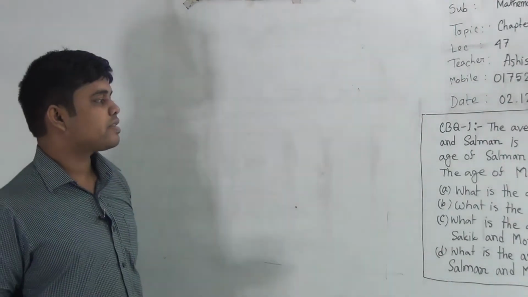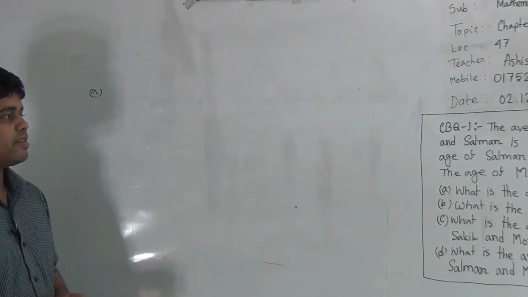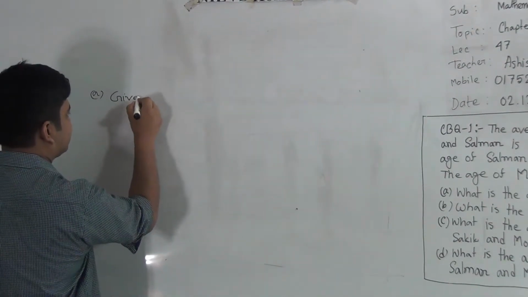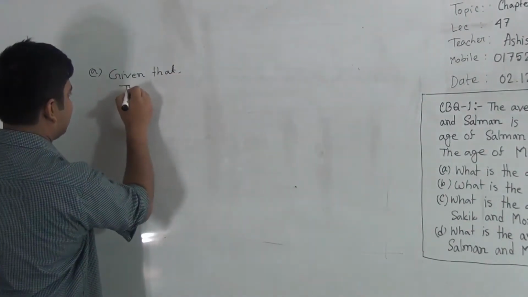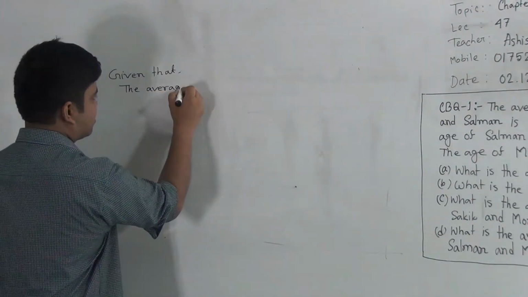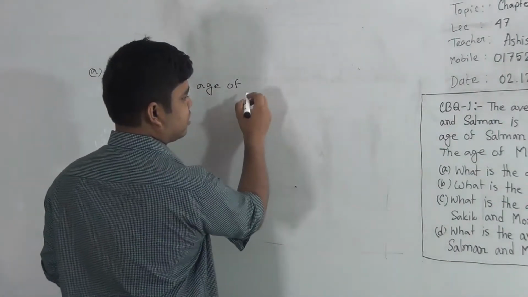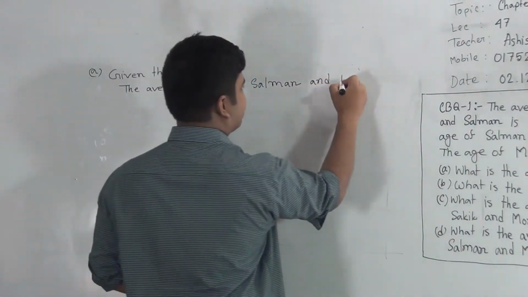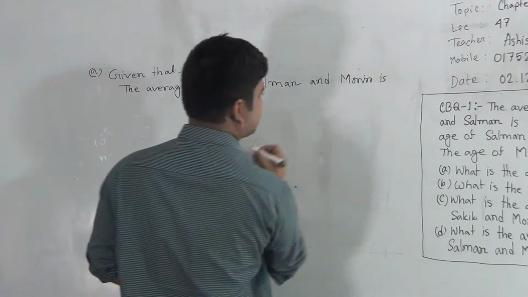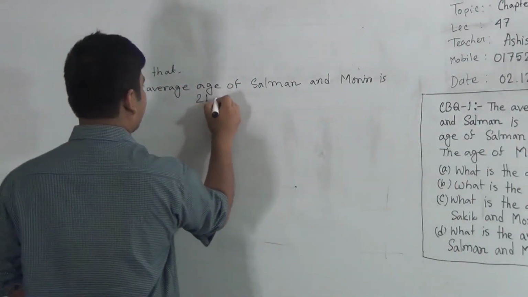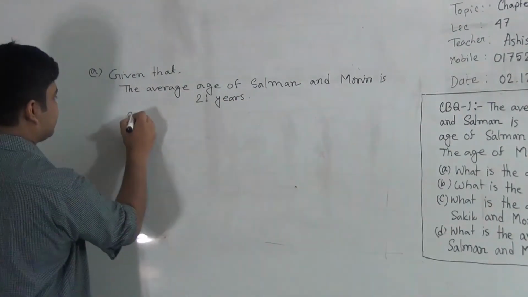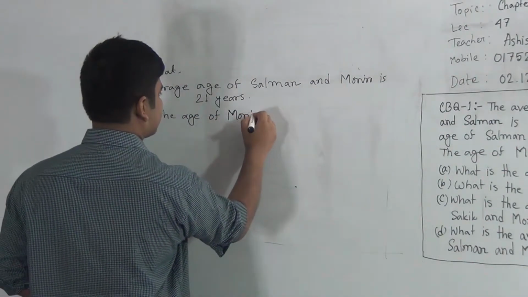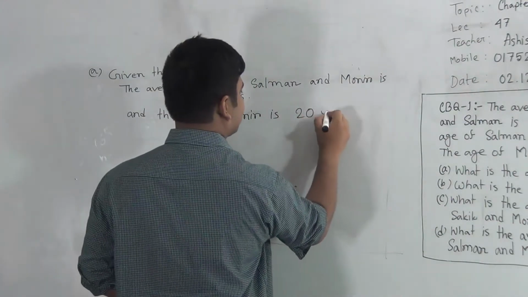Question A: what is the age of Salman? That means we need the information of the average age of Salman and Munir and also the age of Munir. So first of all we write, given that the average age of Salman and Munir is 21 years. And the age of Munir is 20 years.